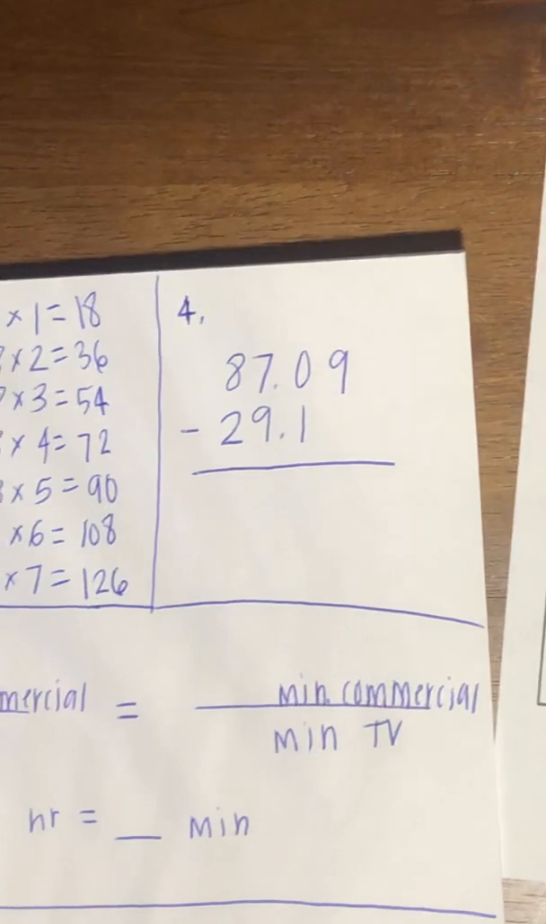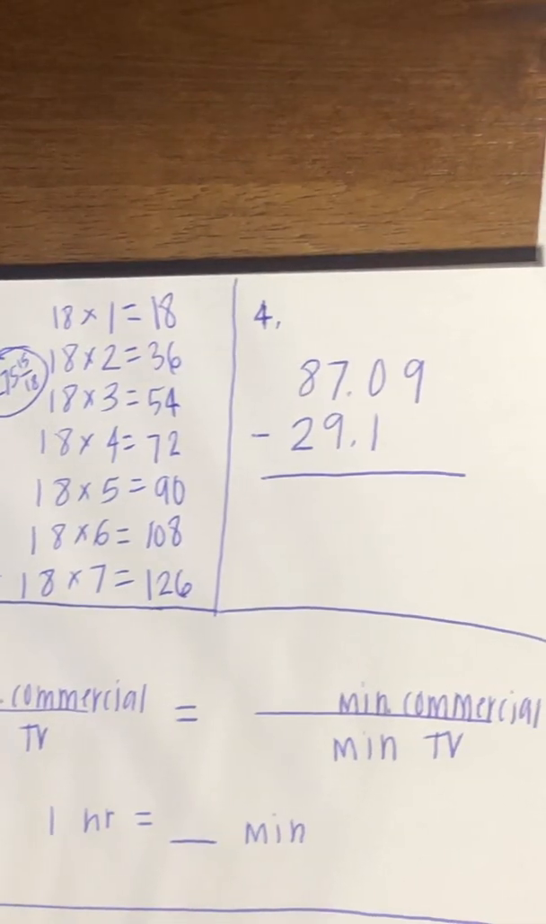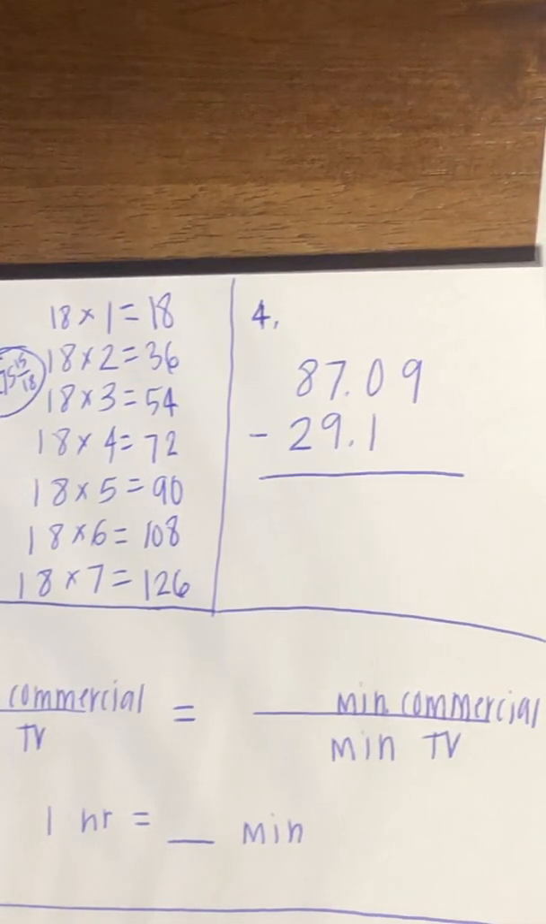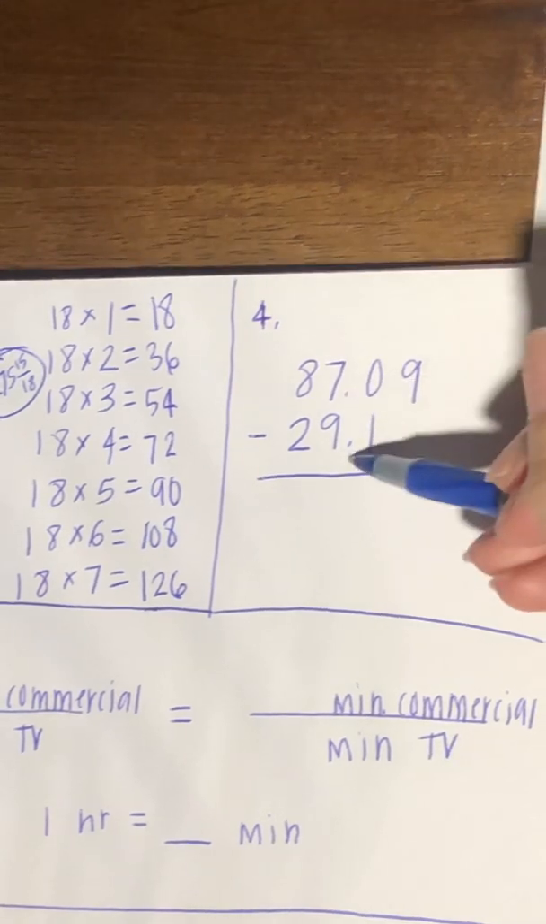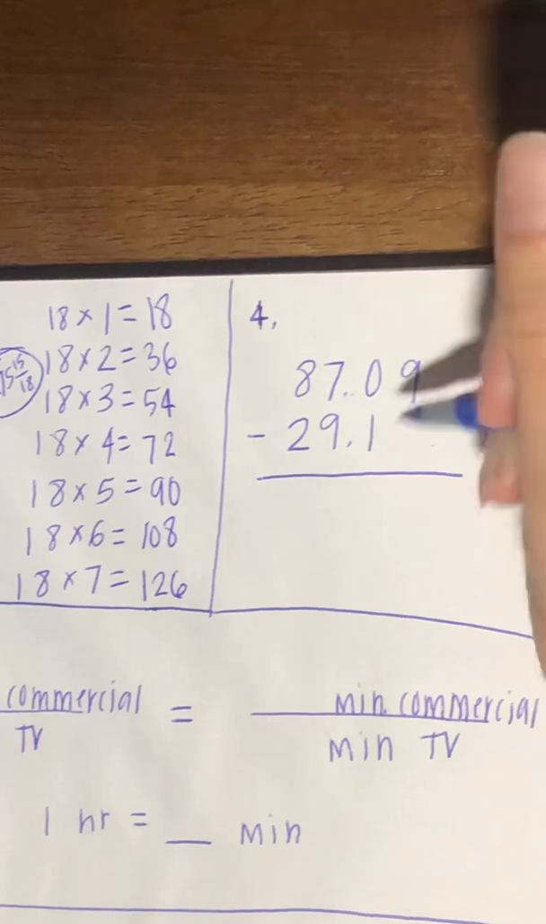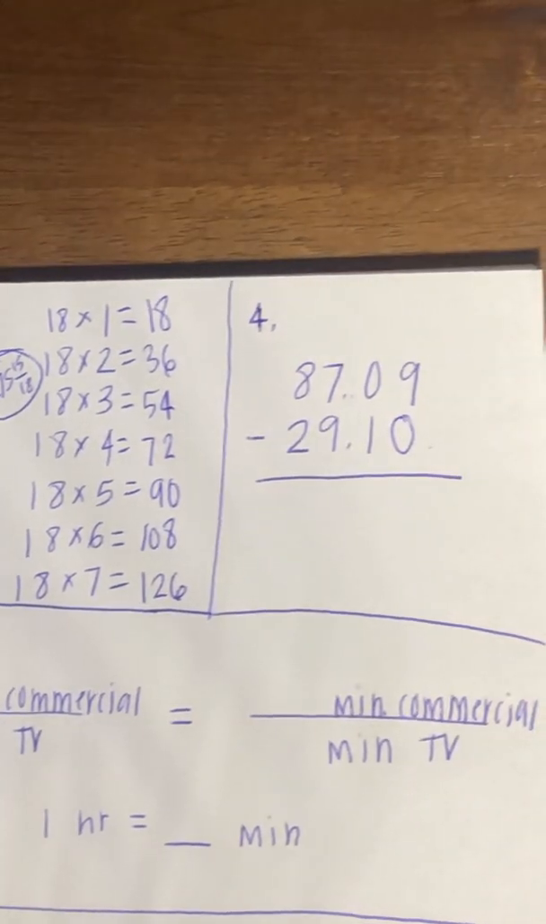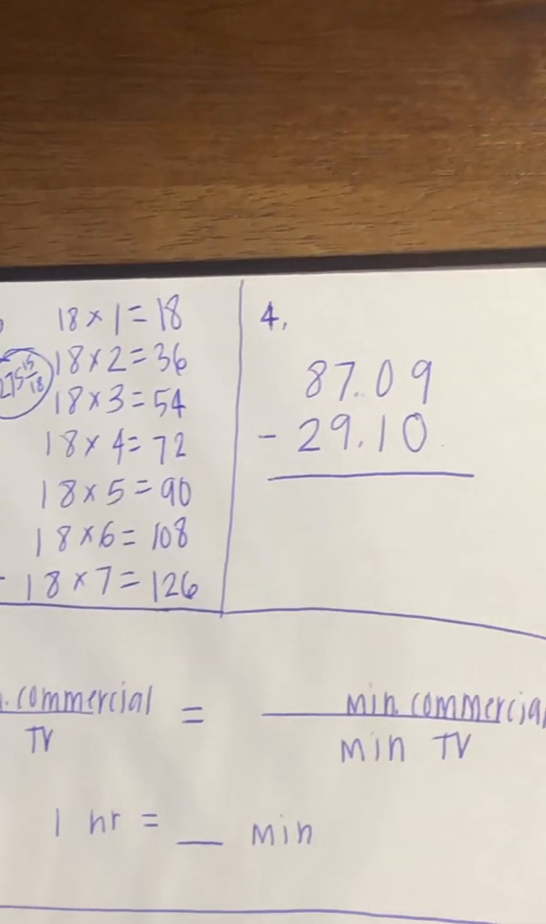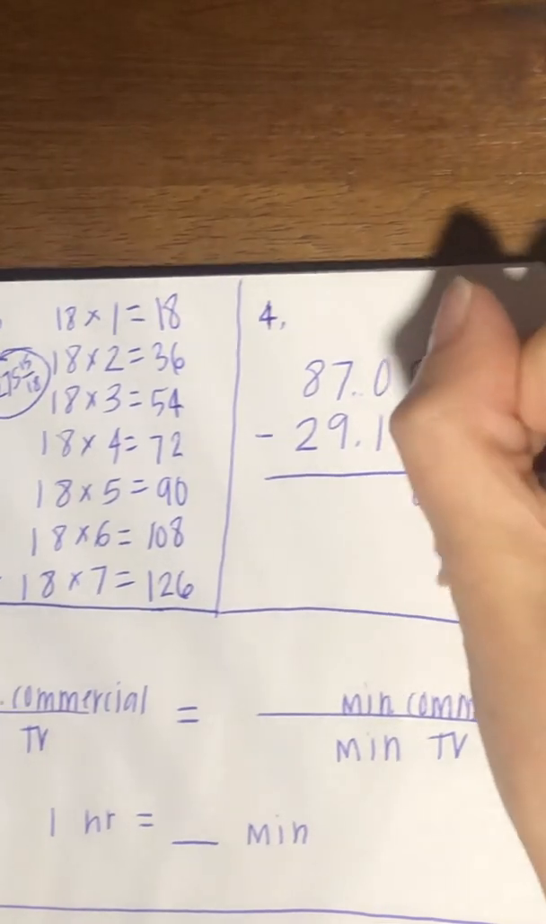Looking at number 4, we are subtracting decimals. The biggest thing here is to make sure that your decimals line up. When you line up your decimals, you have this open spot. We're going to fill that in with a placeholder. And then we're going to start with our subtraction. 9 minus 0 is 9.